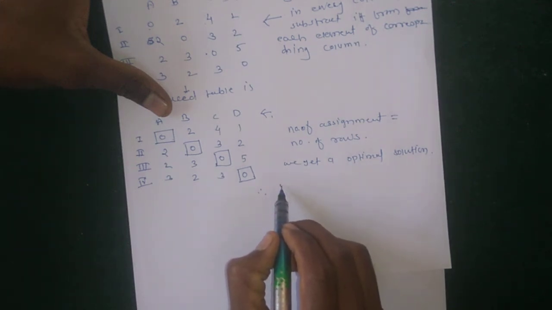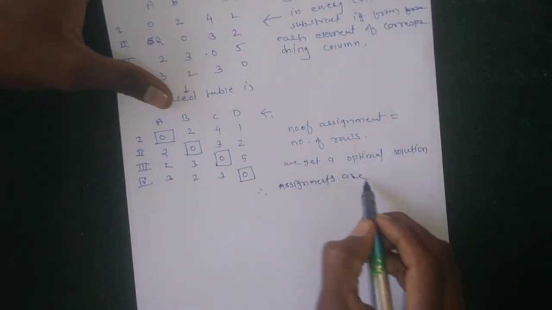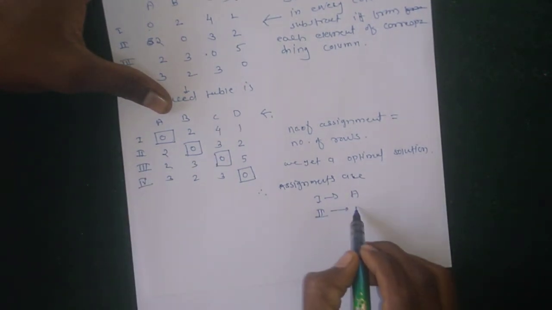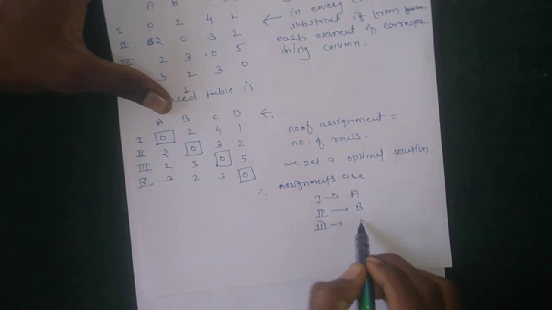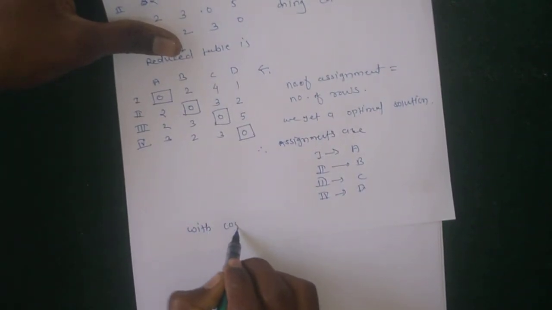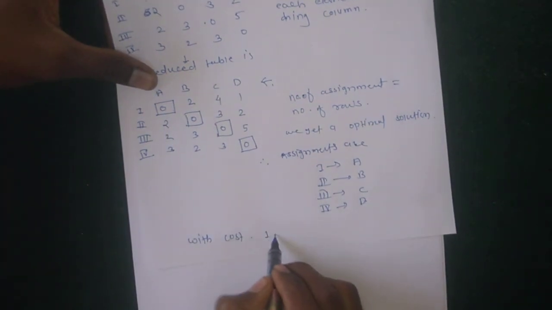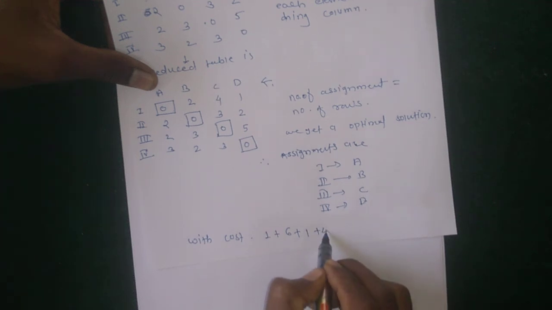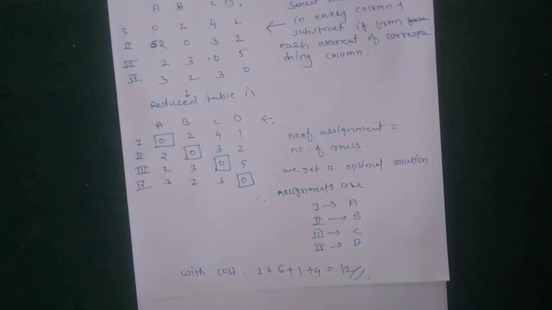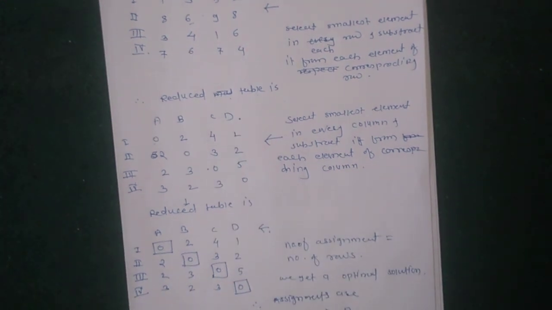For the optimal solution, the assignments are: the first row is assigned to A, the second to B, the third to C, and the fourth to D. With cost, we take their actual costs: first row first column is 1, plus 6, plus 1, plus 4. In this way the value is 12. This is the solution of the given problem. Okay, so next problem.